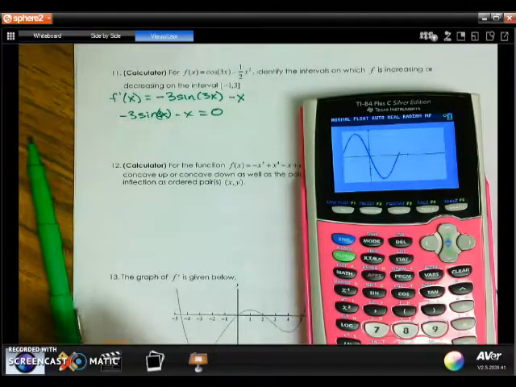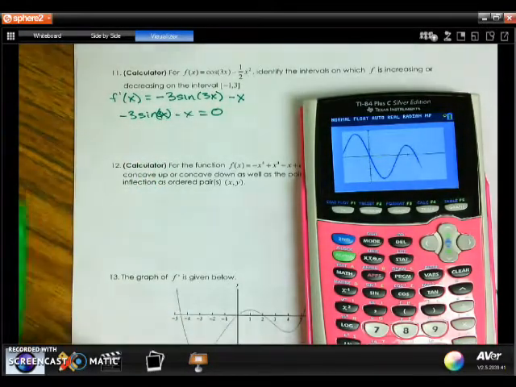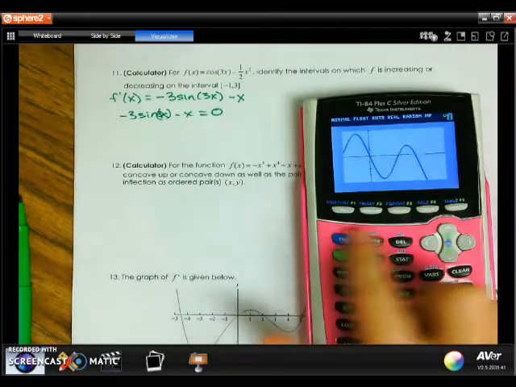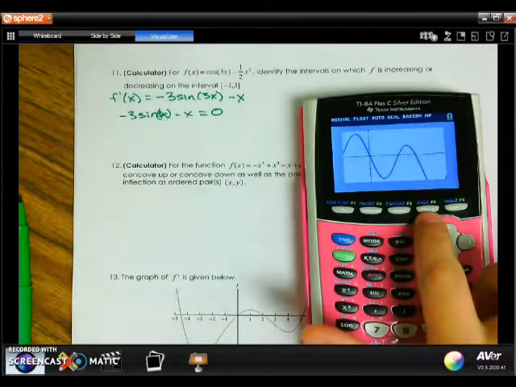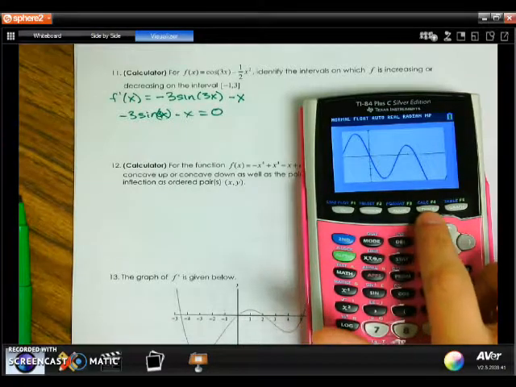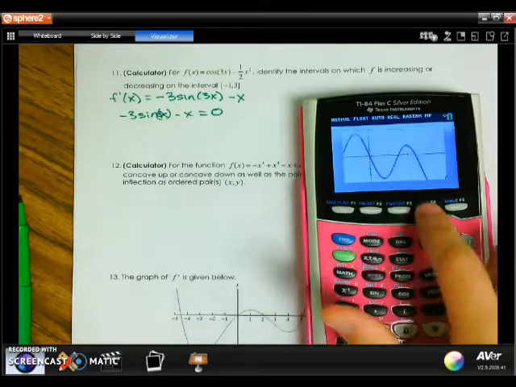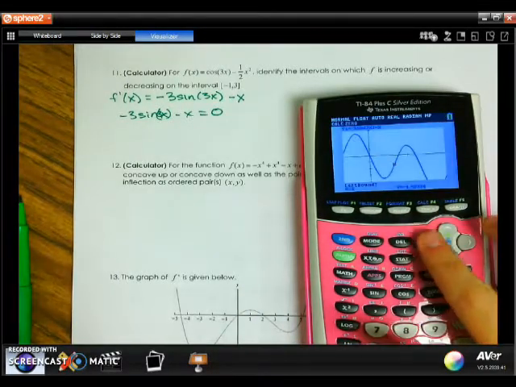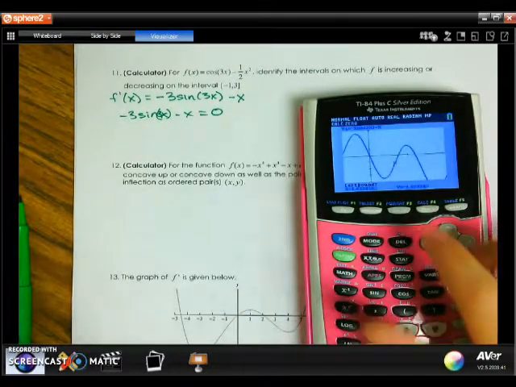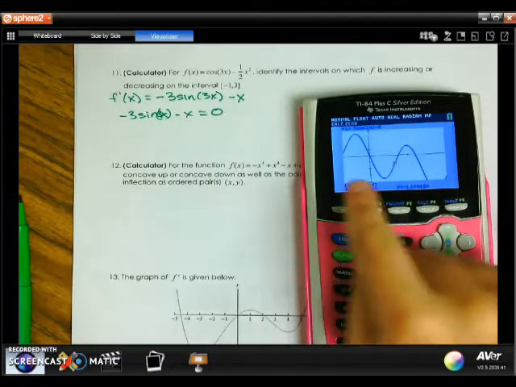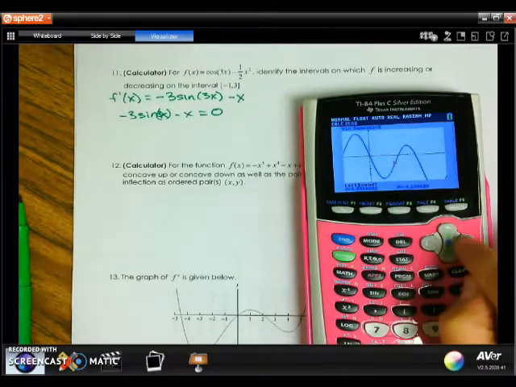Now, again, I'm trying to figure out where this thing equals 0. So to do that, you're going to be hitting the second key and then trace, and then you're going to find where it hits 0. Well, the first one's pretty obvious there. You can see that it crosses right at 0, but you can still, if you wanted to, figure that out using that. I won't waste the time, but yeah, so it crosses at 0, and it's also going to cross over here.